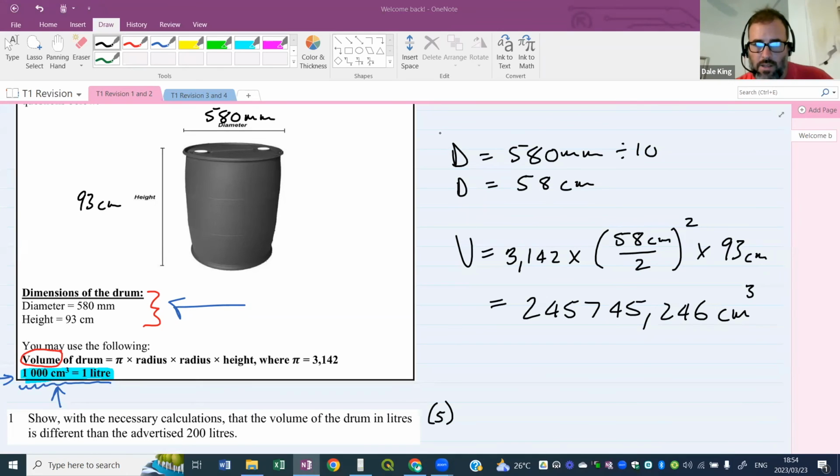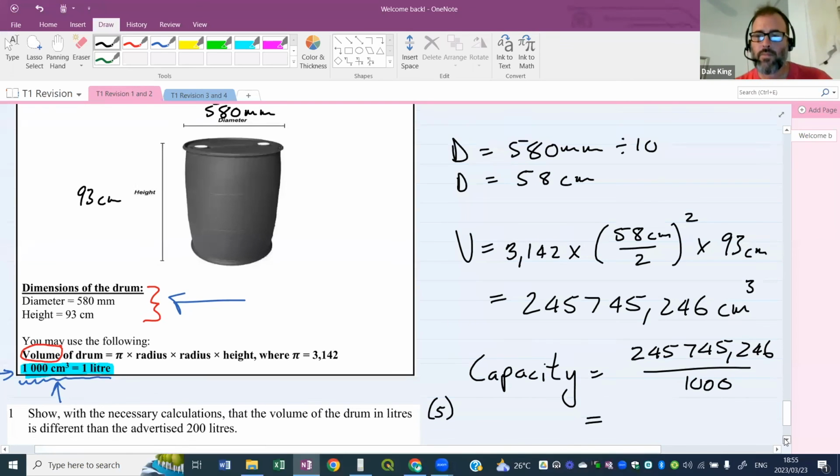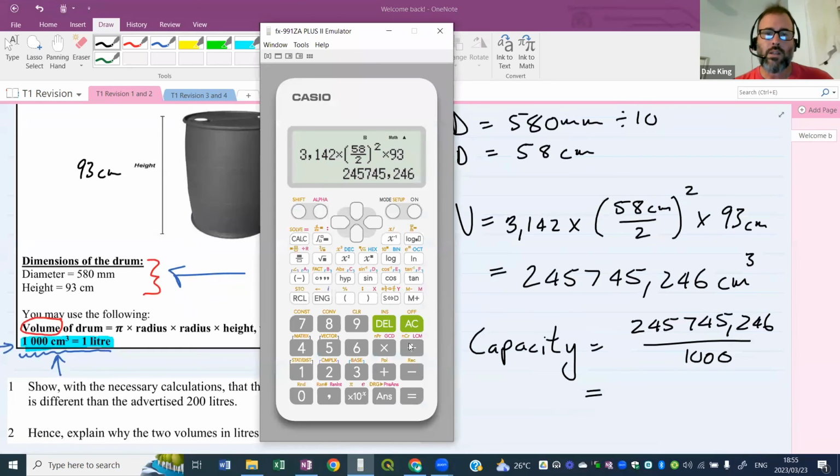So I'm going to divide this and say, I should say capacity. The question said volume, but they should actually say capacity. The capacity will be 245,745,246 divided by 1,000. All right, so I can take this answer and divide it by 1,000. In fact, let me show the whole thing. 245,745,246. I'll do it all here for you. Divided by 1,000.